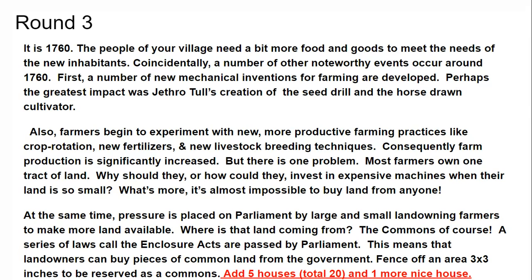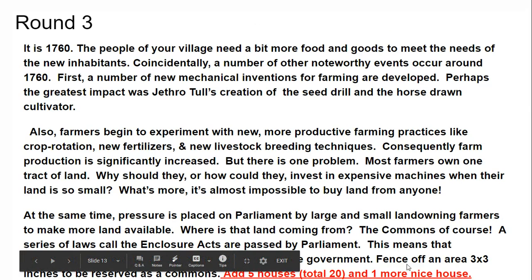The Commons, of course. A series of laws called the Enclosure Acts are passed by Parliament. This means that landowners can buy pieces of the common land from the government. Fence off an area 3 by 3 inches to be reserved as a commons. Add 5 houses and 1 nice house.